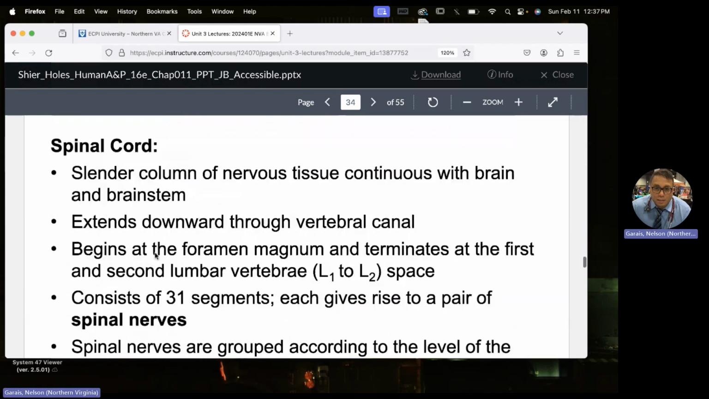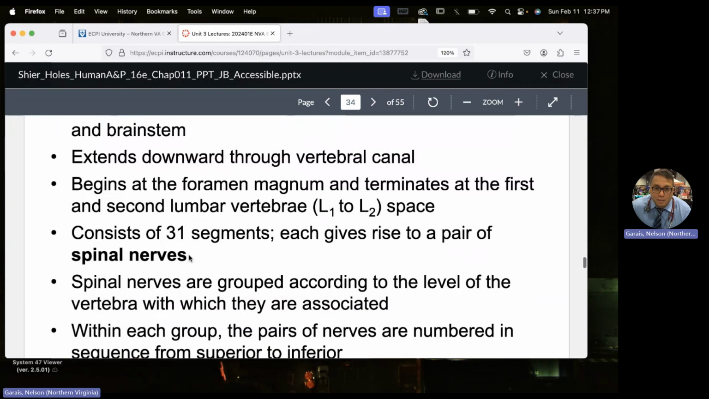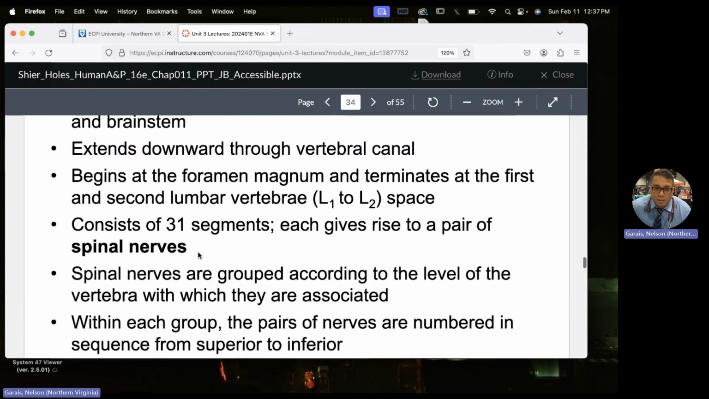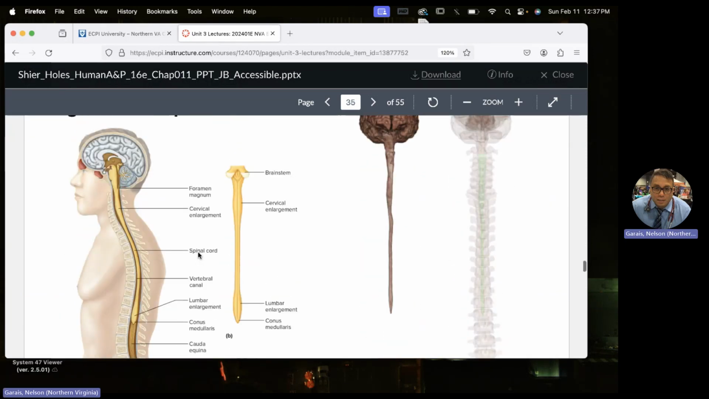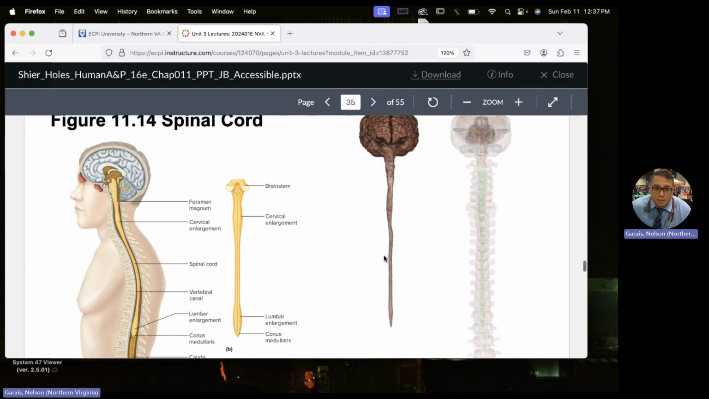Spinal cord is central nervous system. Spinal nerves is peripheral nervous system. Okay, this is your central nervous system, brain, spinal cord.